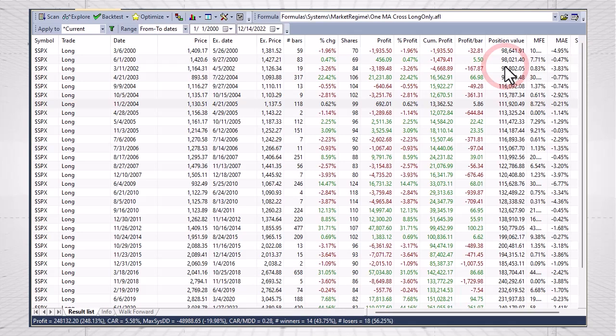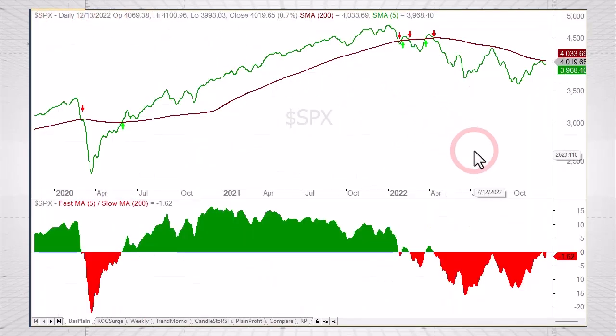Now, instead of using that filter, we're going to use a 5-day moving average, smoothing that close to cross above and below the 200-day moving average. And I put the signals here so you can see them. The green line is the 5-day, and the dark red brown line is the 200-day.